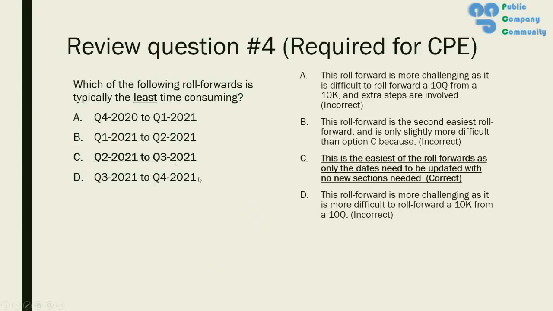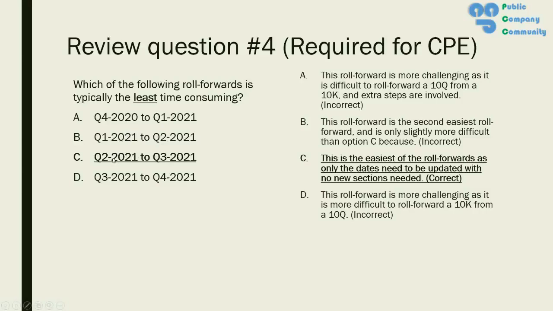So the answer is C. When we're rolling forward from Q4 to Q1, we have to worry about all these changes that happened in the 10K, and then figure out how to get those incorporated into the 10Q, because the 10Q has a much different structure than the 10K. It has a lot of the same components, but a different structure. Q1 to Q2 is not that difficult because we can just copy and paste Q1 to Q2 and then update the dates. So it's not as difficult.